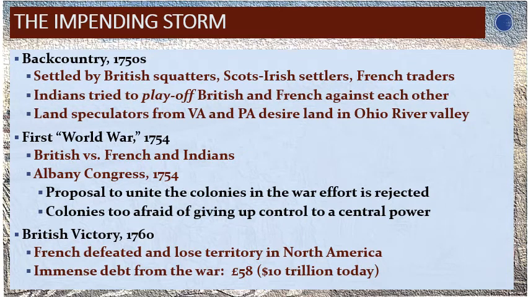But from the British point of view, the war has a much more important consequence, and that is immense debt. It was 58 million pounds. I realize that just looks like 58 pounds. It really should just be million pounds. If you put that in today's money, it would be $10 trillion. This is an extremely expensive war for the British. So their victory was costly. And the question is, where are they going to get that money from?